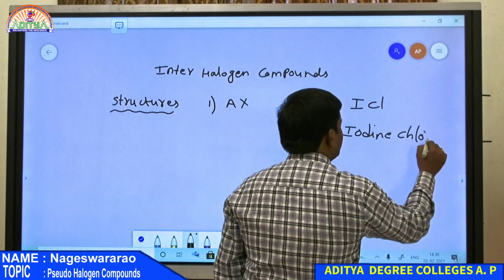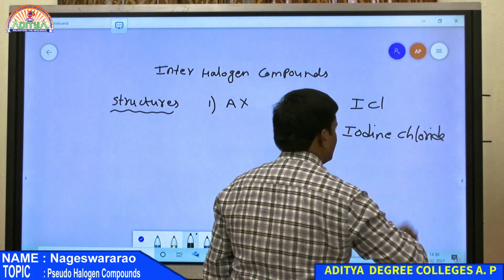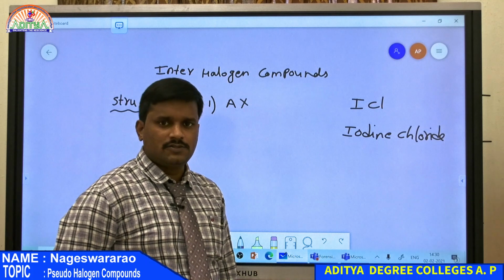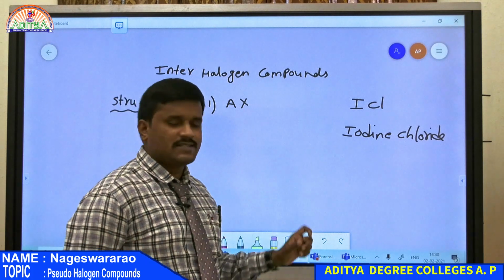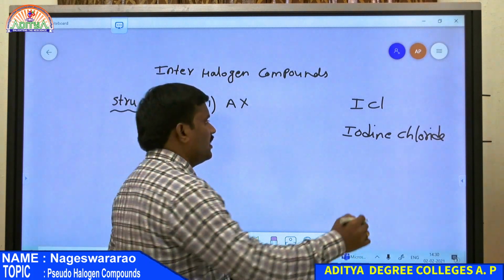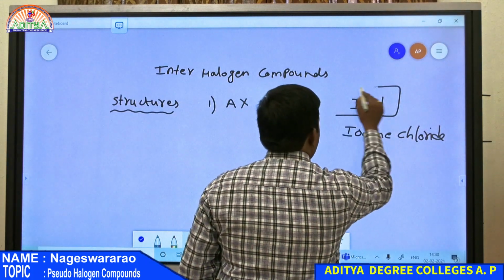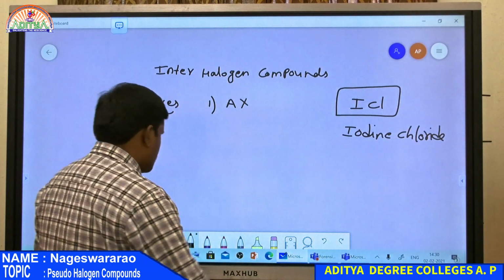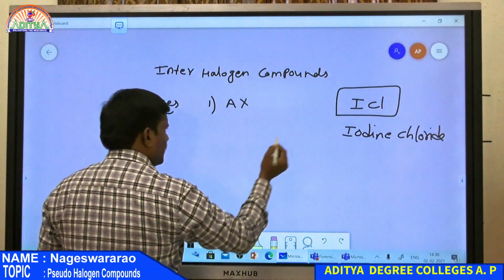This is an interhalogen compound because it contains iodine with chlorine. Therefore, in an interhalogen, a combination of two halogens takes place. Now what is the structure of AX type interhalogens? For example, ICl, also iodine.